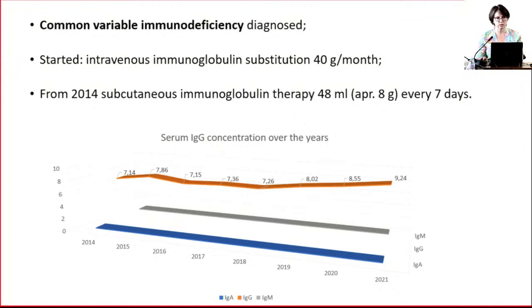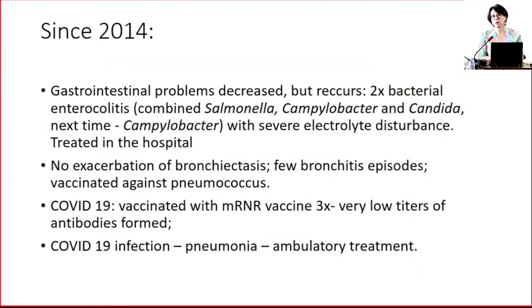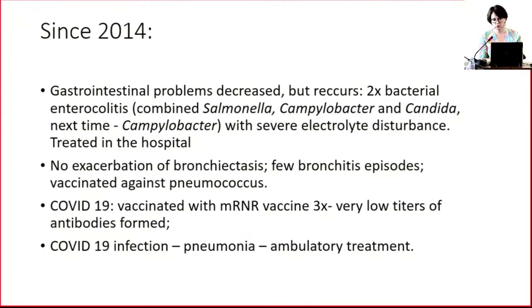And here is a graph of how she was able to achieve immunoglobulin levels from 7 to 9 grams per liter, which is quite good. So it's the lower limit of the normal values. She still has no IgA and IgM. What changed in her life? Of course, bronchiectasis didn't disappear, so she will have those problems all her life. Gastrointestinal problems decreased. It was only 2 times with acute gastroenterocolitis, but in general, she had a decreased number of infections in her life.